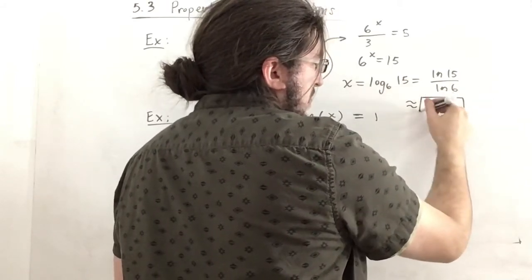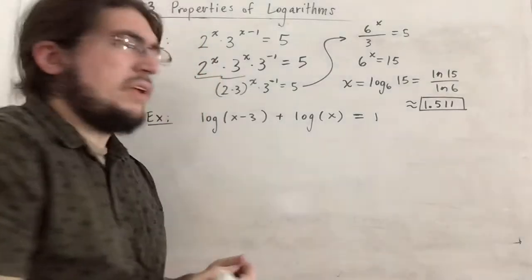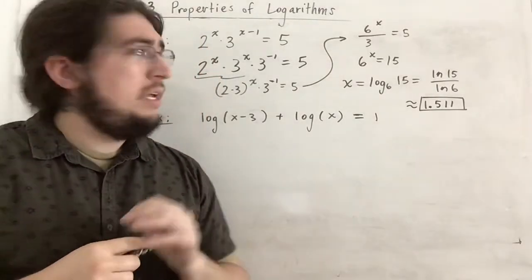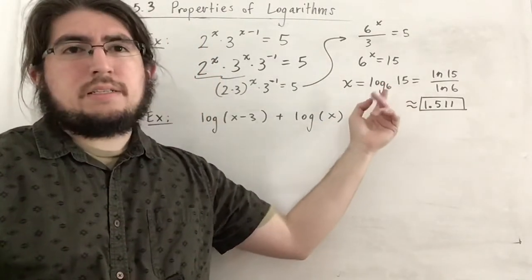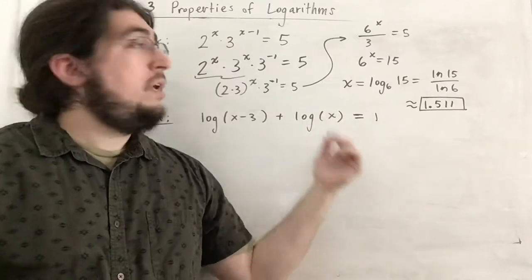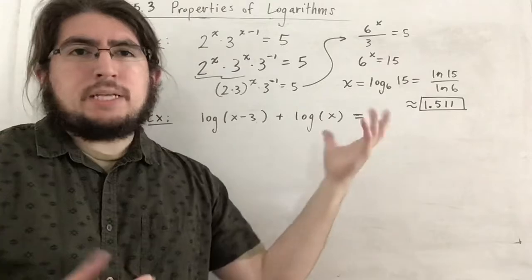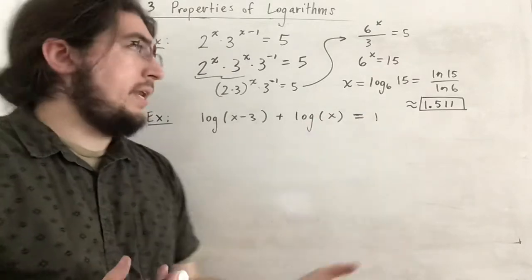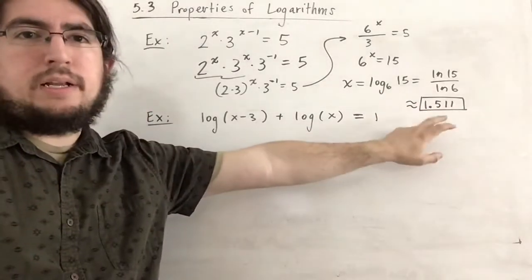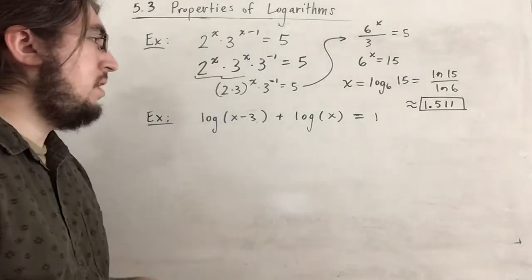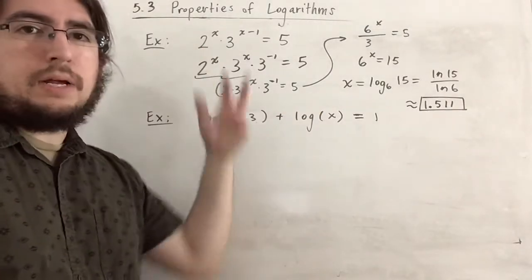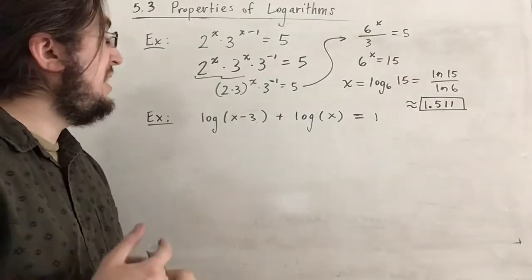Which I think is something that you can figure out, that it's definitely going to be bigger than 1, because 6 to the 1 is 6. 6 to the 2 is 36 already, which is way larger than 15. So 1 point something would be my guess just by looking at it. But exactly what it is, use the calculator. And you can check to see it works by plugging it back in. I'm not going to do that though.